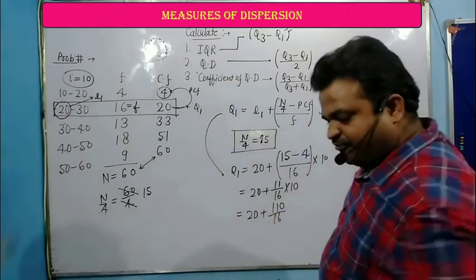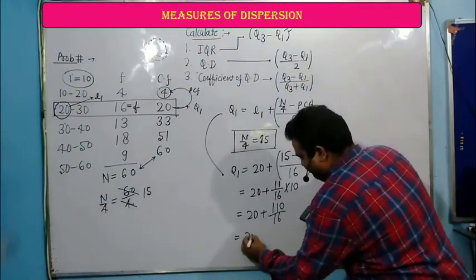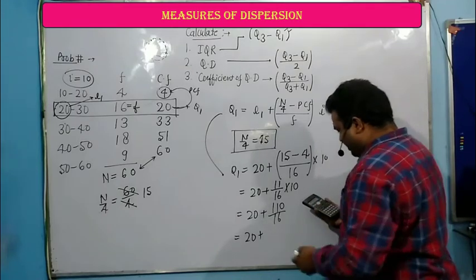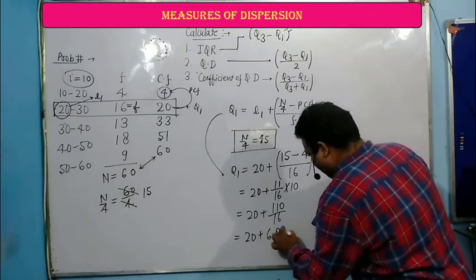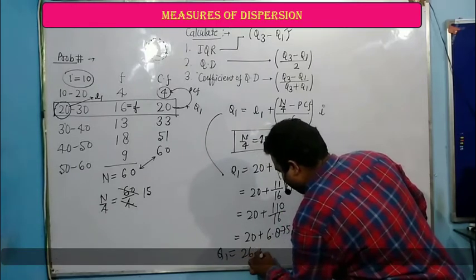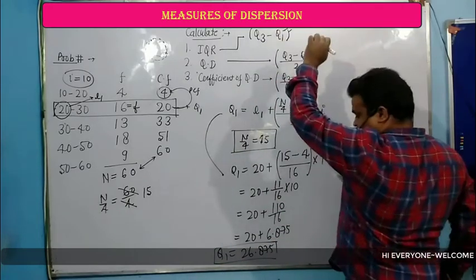Now use a calculator and find out the value of this. This is 110 divided by 16. So you will get 6.875. So my Q1 value is equal to 26.875. So this is the value of Q1. So my Q1 value is what?